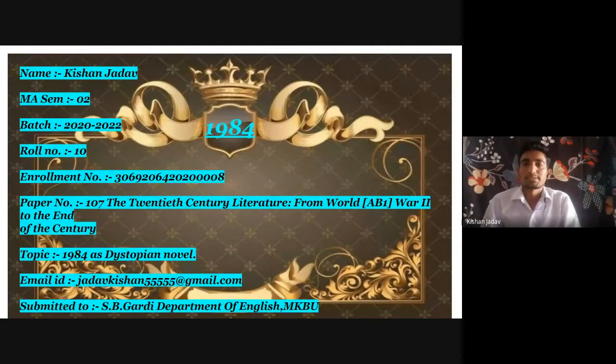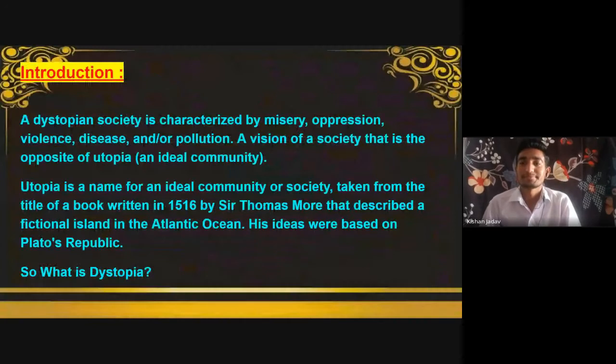Hello everyone. Today I am going to present about 1984 as a dystopian novel. So let's start. A dystopian society is characterized by misery, oppression, violence, disease, and overpopulation, a vision of a society that is the opposite of utopia. Utopia is a name for an ideal community or society.